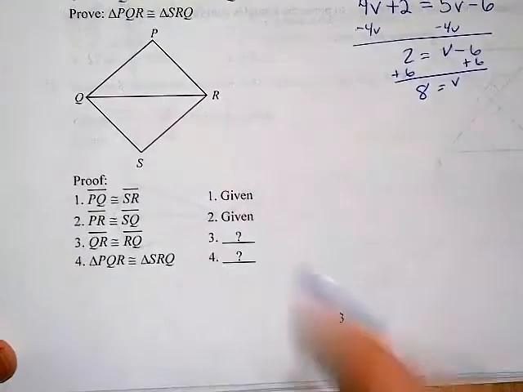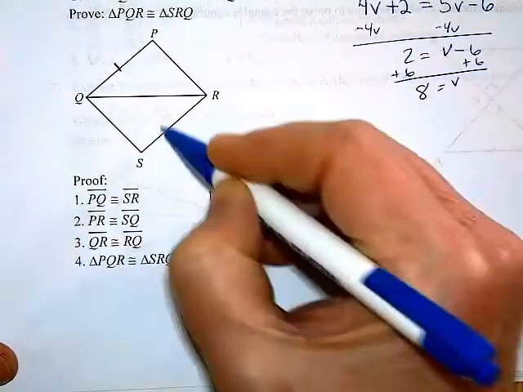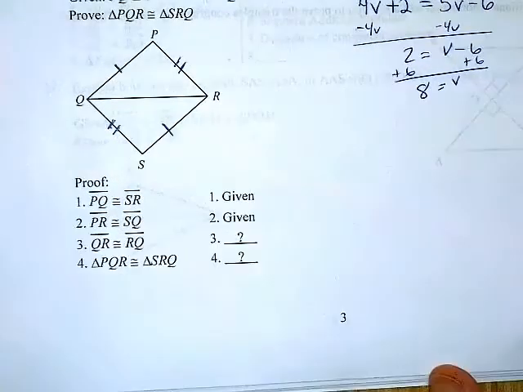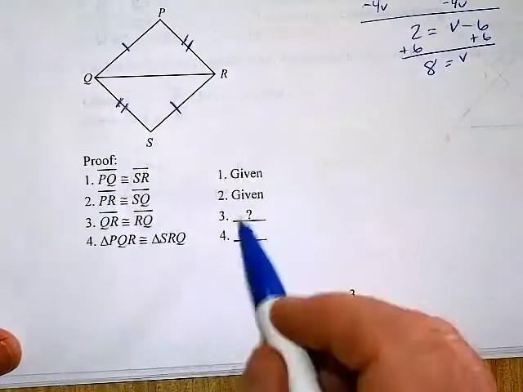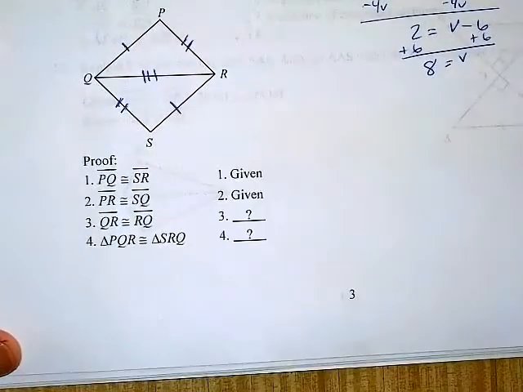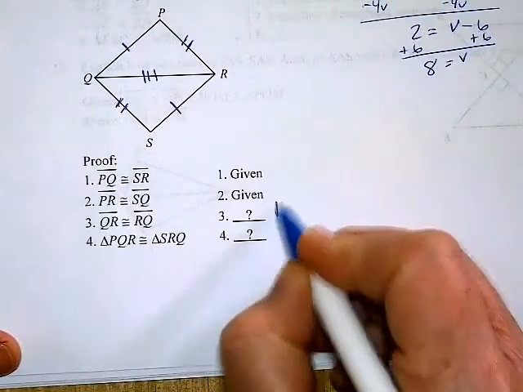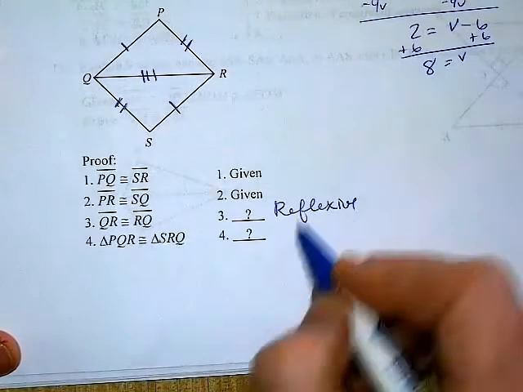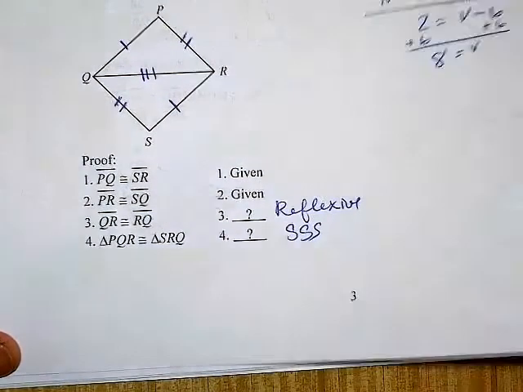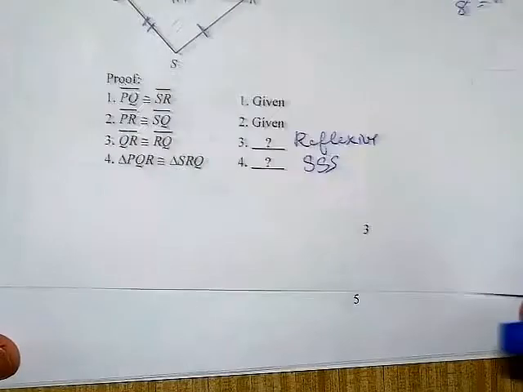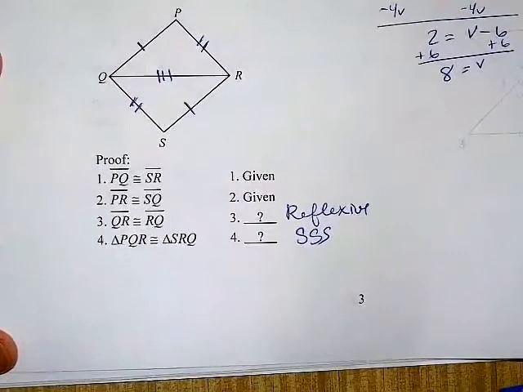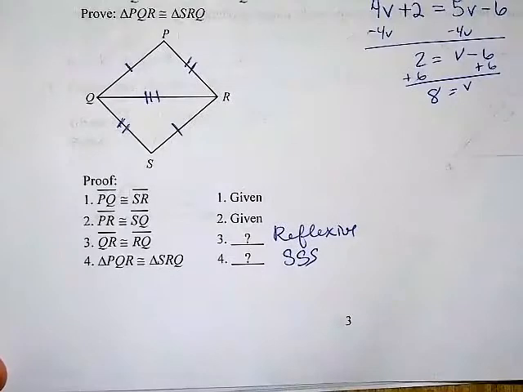Number 9. Justify the last 2 steps of the proof. Given that PQ is congruent to SR and that PR is congruent to SQ, prove the triangles are congruent. Well, we got our given statements. How do I know QR is congruent to QR? Reflexive. And so how do I know the triangles are congruent? Side, side, side. Wait a minute. What about reflexive and this? Got it?